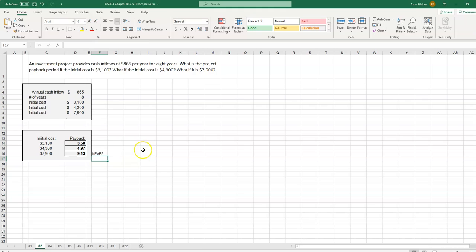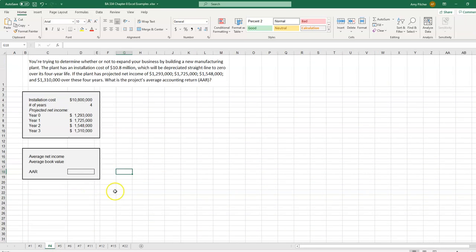Whether or not we decide to take on a project depends on what the company's threshold requirement is for payback. If the company says they'll only take projects that are paid back within 4 years, then this first project would be accepted and the second project would not be accepted. The third project would never be accepted under any circumstances.